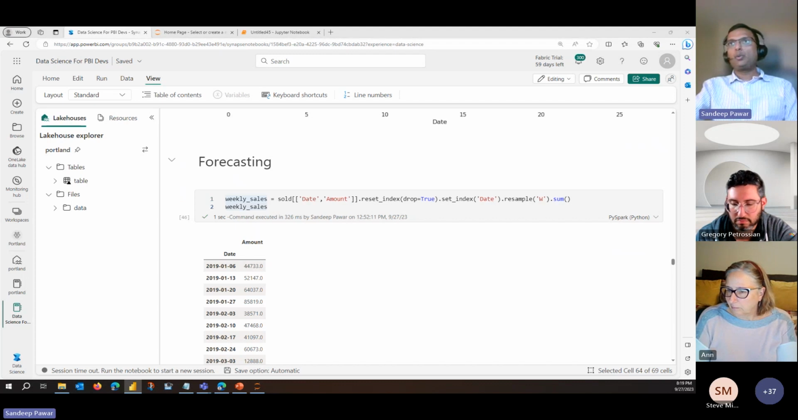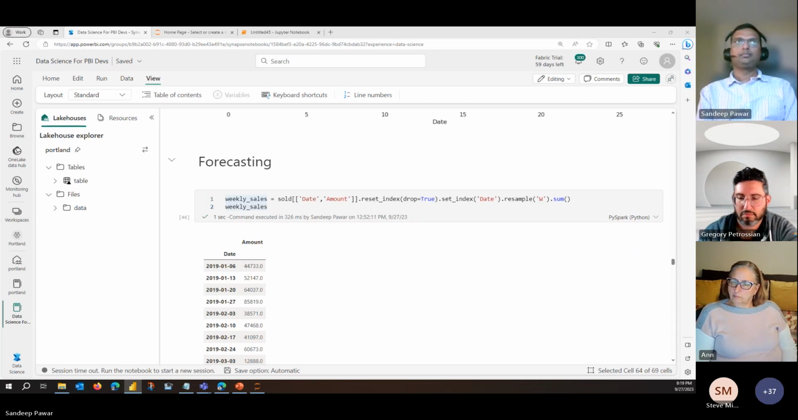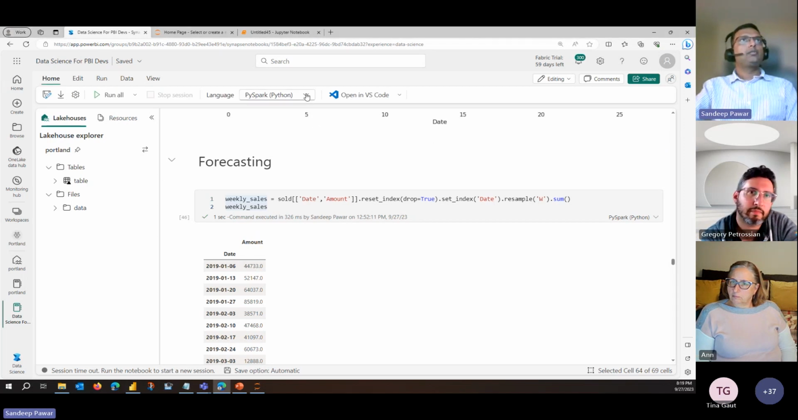Any questions so far before we jump into the next section? Fernando did just post a question: can you only use Python, or is it possible to use R? Oh yeah. In fact, if you scroll down here, you have PySpark, which is Python. You have Scala, you have Spark SQL, and you also have R. So to answer Fernando's question, you can technically use R, but it is SparkR.